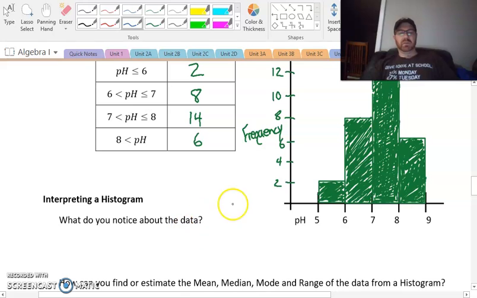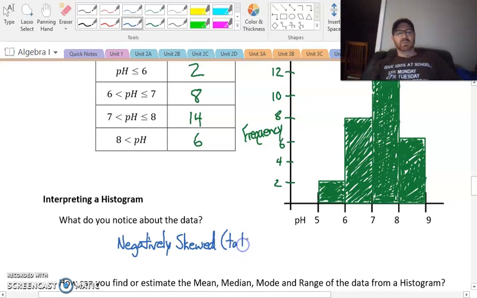So we could say that it is approximately, or a little bit, negatively skewed, or again, we could say skewed to the left.